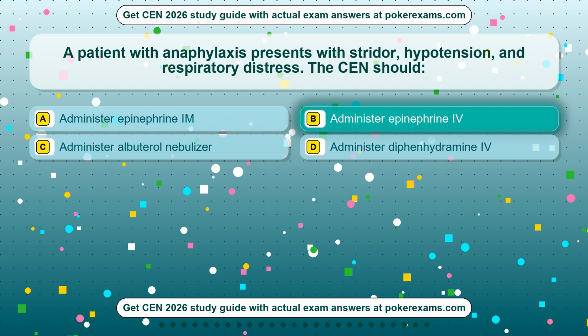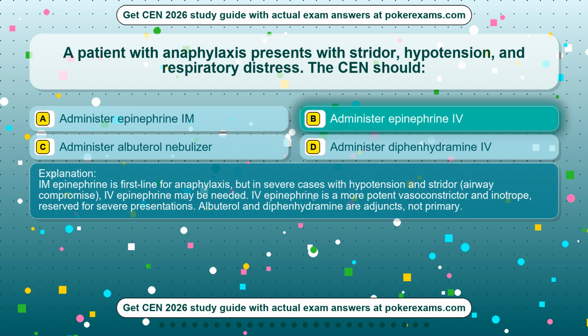Administer epinephrine IV. IM epinephrine is first line for anaphylaxis, but in severe cases with hypotension and stridor, airway compromise, IV epinephrine may be needed. IV epinephrine is a more potent vasoconstrictor and inotrope, reserved for severe presentations. Albuterol and diphenhydramine are adjuncts, not primary.